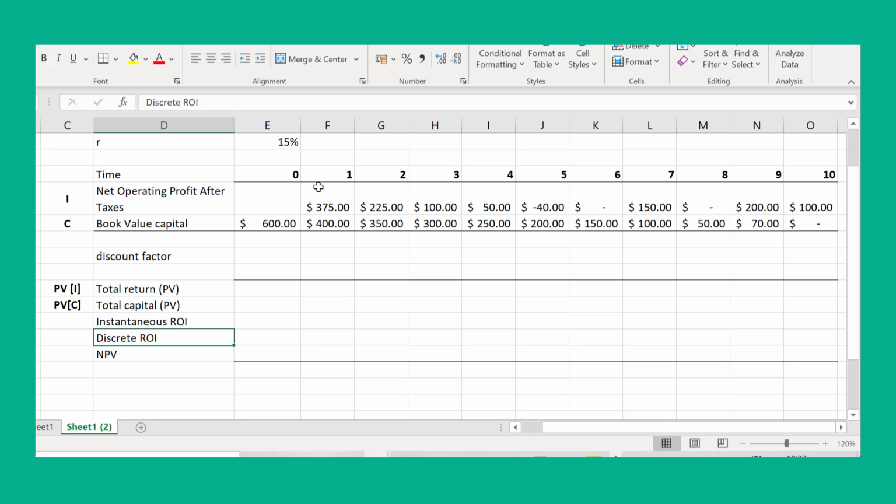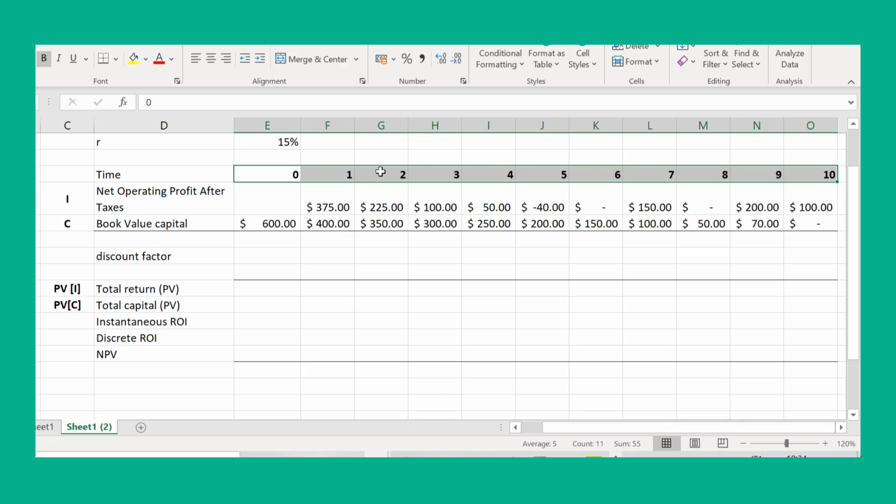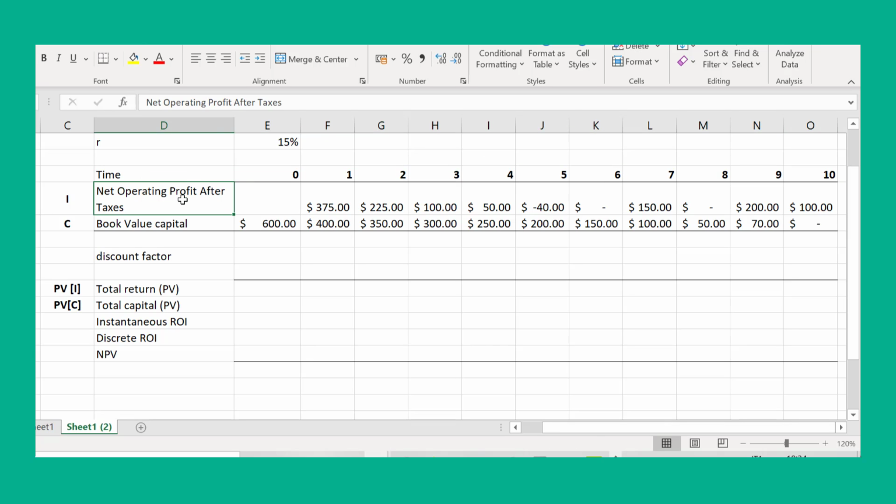Welcome to this video where we compute the average return on investment for a project lasting 10 periods. We have the estimated net operating profits after taxes for each year and the pro forma book values for each year starting from 0 to 10. At time 10 the book value is 0 because the project is over.